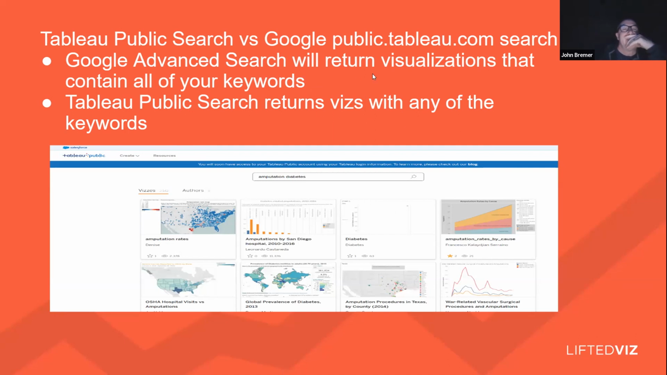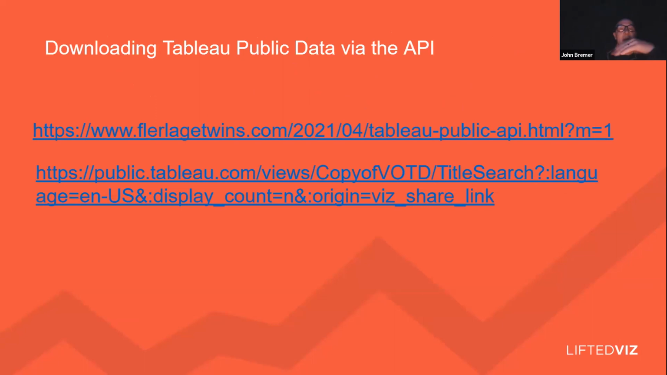So to summarize, Google Advanced Search will return visualizations that have like a Boolean and, while Tableau Public returns vises with any of the keywords. So it's more like a Boolean or than an and.